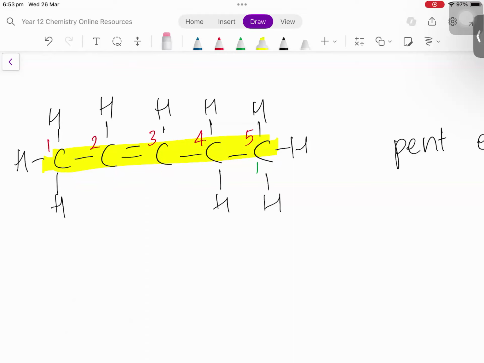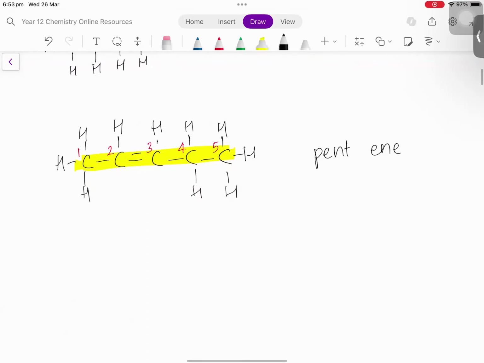Now, carbons 2 and 3 are both in my double bond, but I only need one of them in the actual name. You're just going to take the smaller number, which is 2. So this is going to be pent-2-ene. I didn't answer your question earlier, Luca, because I wasn't up to it yet. You can decide to do 2-pentene if you want, or pent-2-ene. Either way is fine. If your teacher has a preference, go whichever way your teacher prefers.